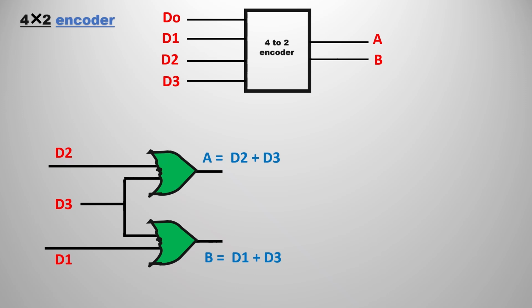So we are going to join the D2 line, and the second OR expression for B also has D3 common. So I took D3 common and D1 separately for the second one. I hope you know how to draw the circuit diagram. So this is the 4 cross 2 encoder circuit diagram.